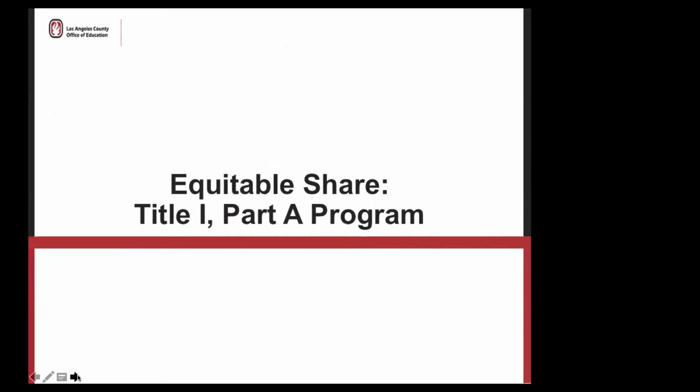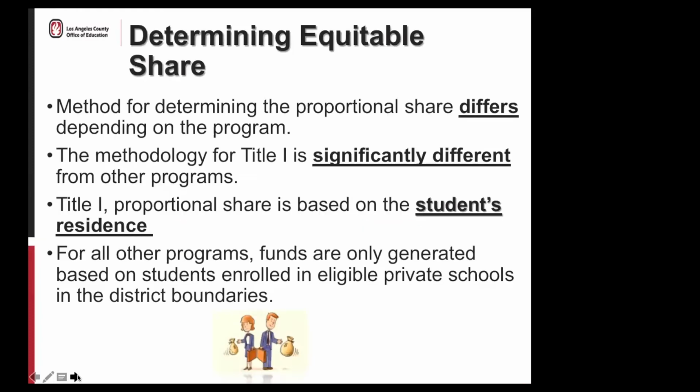In the Title I program, equitable services for the private schools are based on this equitable share. The equitable share must be equal to the proportion of funds allocated to the participating school attendance areas based on the number of children from low-income families who attend private schools. There are specific methods that must be followed in determining the Title I funding. The method for determining the proportional share depends on the federal program, as stated earlier. The methodology for Title I is significantly different from the other programs, and it often is confusing because for Title I, the proportional share is based on where the student lives.